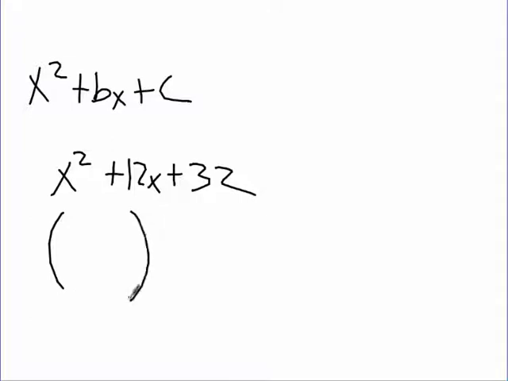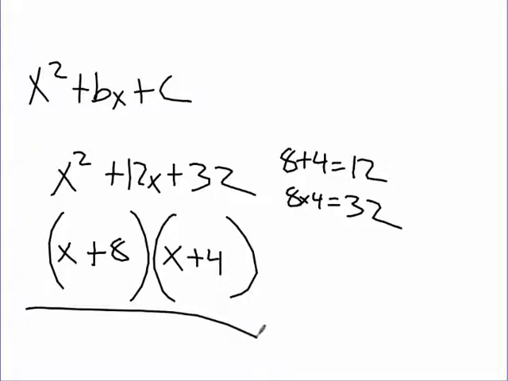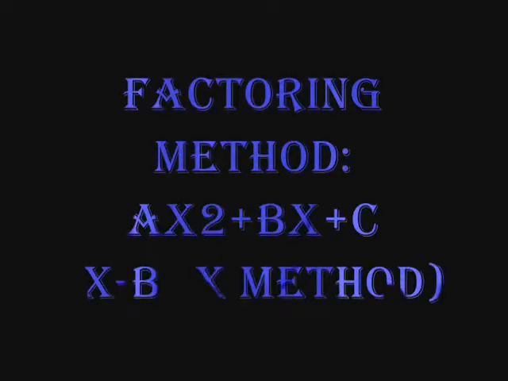Write parentheses. Put the variables. We find what adds up to 12 and multiplies to 32, which in this case is 8 plus 4 and 8 times 4. So we write our variables in there and also our numbers, which is x plus 8 and x plus 4. And that's our solution.